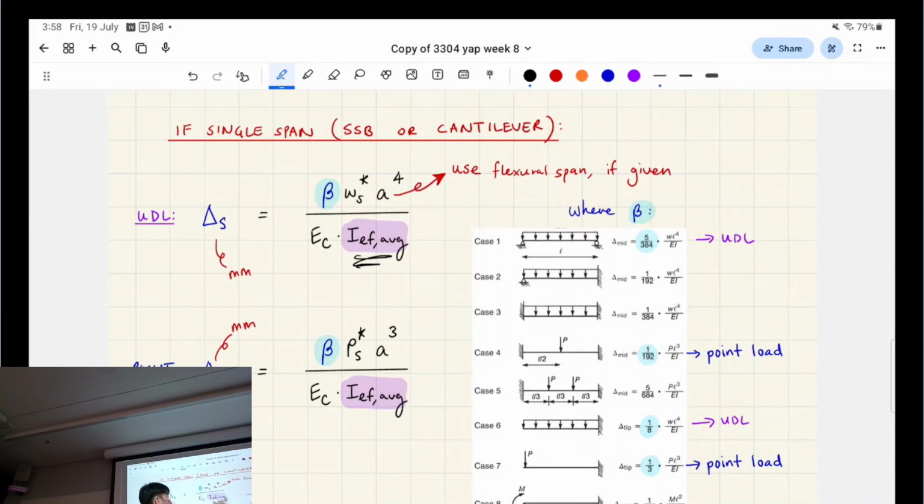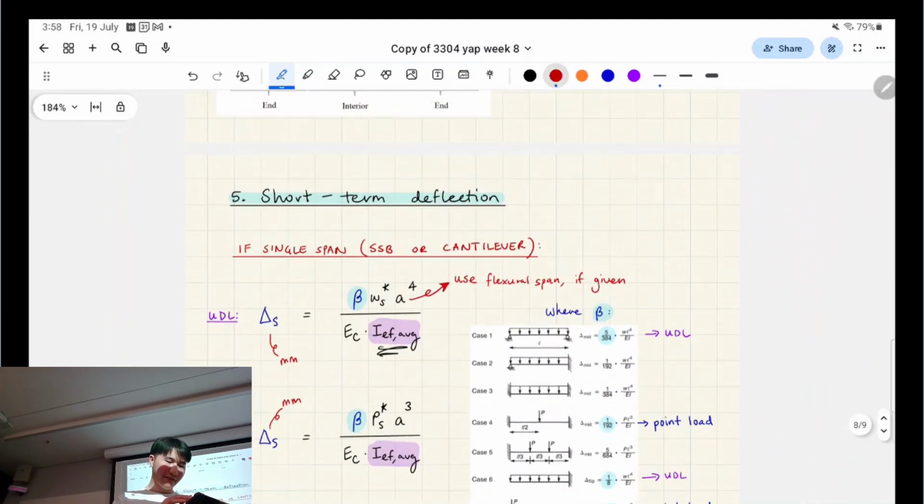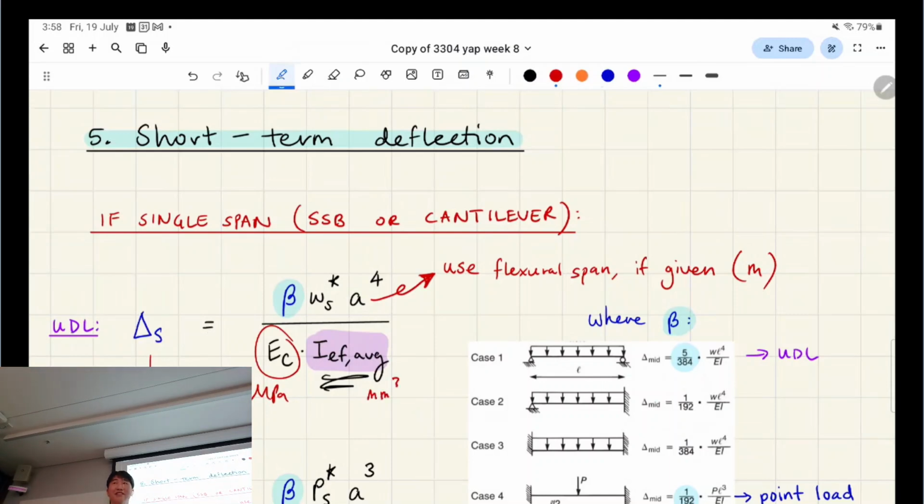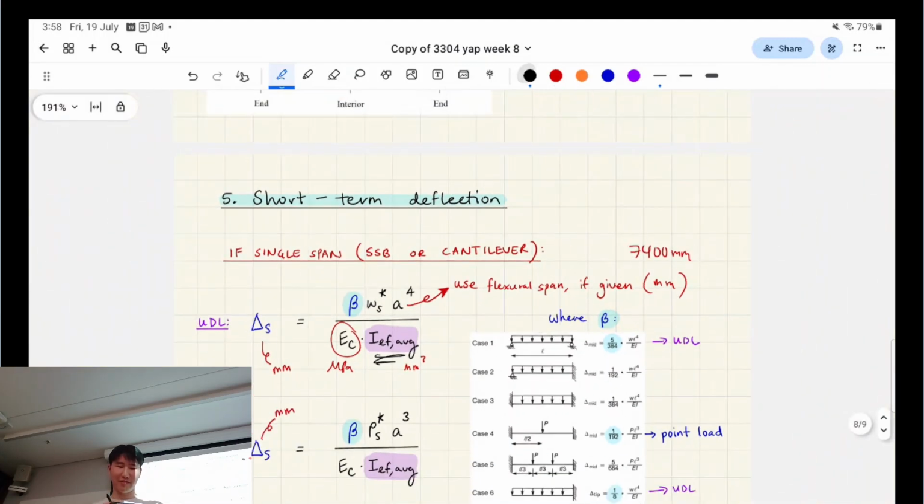And then beta is based on your loading case. There's a bunch, I've highlighted them in blue there, so this is the loading and support case. You can use the flexural span if it's given. You have to be really careful of your units here. If this is in millimeters, then this will be in millimeters. But if you chuck in meters, and then this is in MPa and this is in mm cubed, you're in trouble. You get a really incorrect number. So make sure your flexural span, which might be something like 7.4 meters, is converted to millimeters. Otherwise, you get a really cooked value.